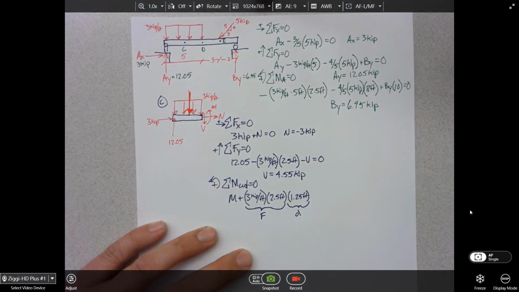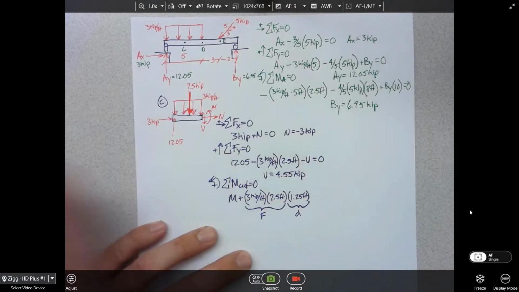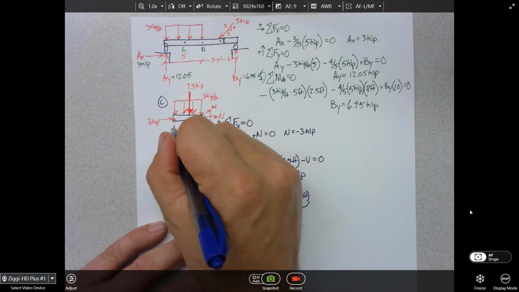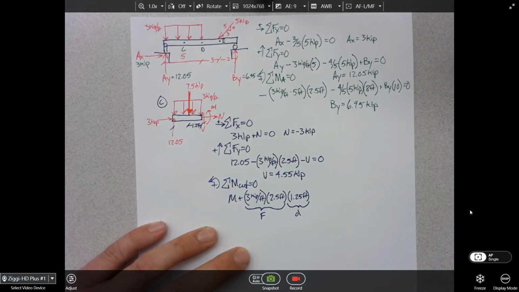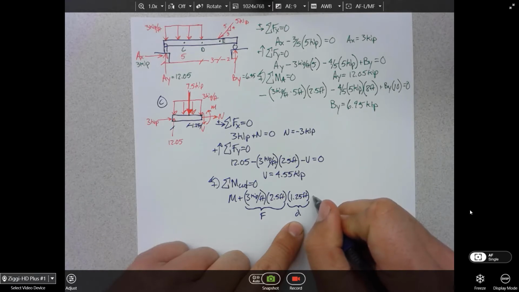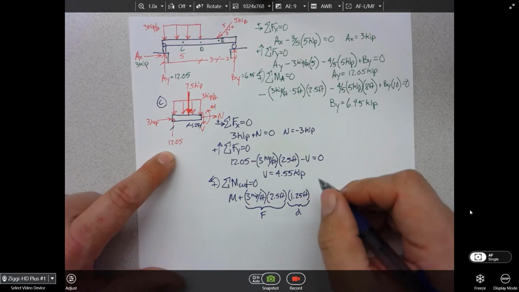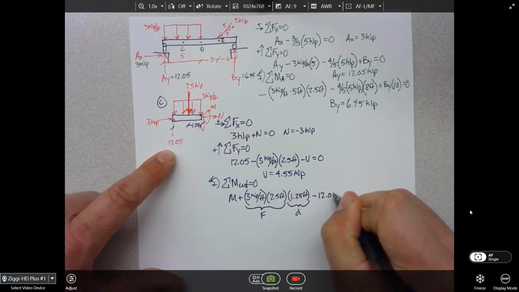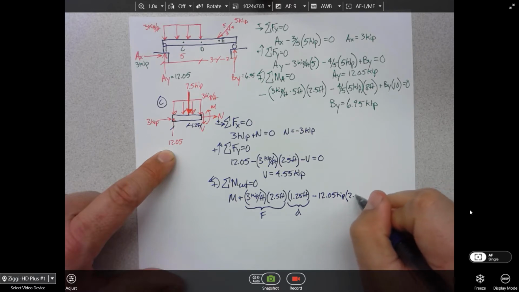If I simplified that distributed load, that'd be 3 times its length, which is 2.5. So I believe that's 7.5 kip. Okay. And it acts 1.25 from the cut. What else do I have causing a moment? 12.05, right? So minus 12.05 kip times 2.5 feet equals 0.